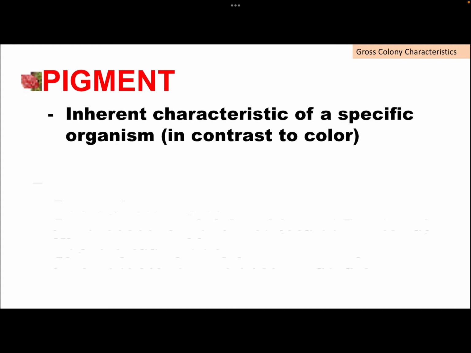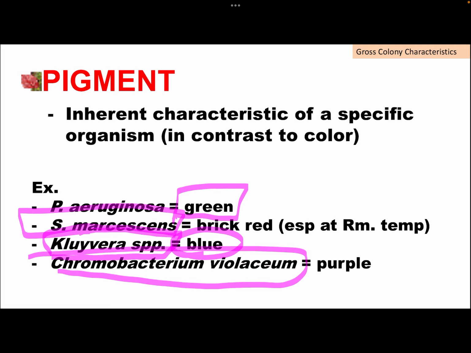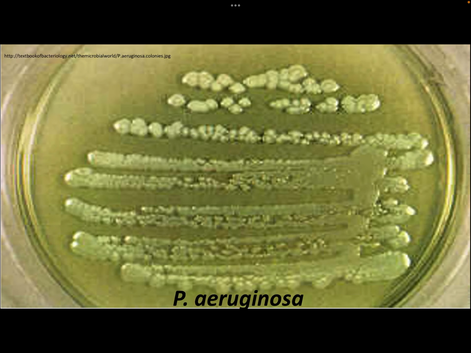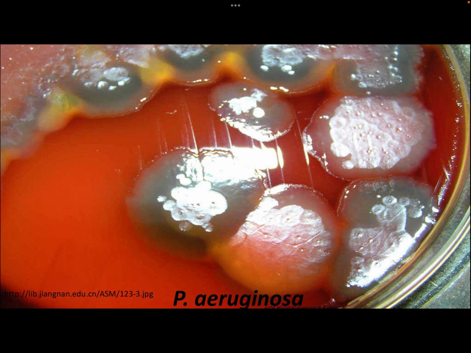So for pigment examples, you have Pseudomonas aeruginosa because of pyocyanin and pyoverdine, and S. marcescens because of prodigiosin. Of course, you have Chryseobacterium species, which produce a blue pigment that is very obvious. Chromobacterium violaceum produces a purple pigment. This shows the green pigment of Pseudomonas aeruginosa on Mueller-Hinton agar. You can also observe the greenish coloration of the pyocyanin and pyoverdine on the blood agar plate.